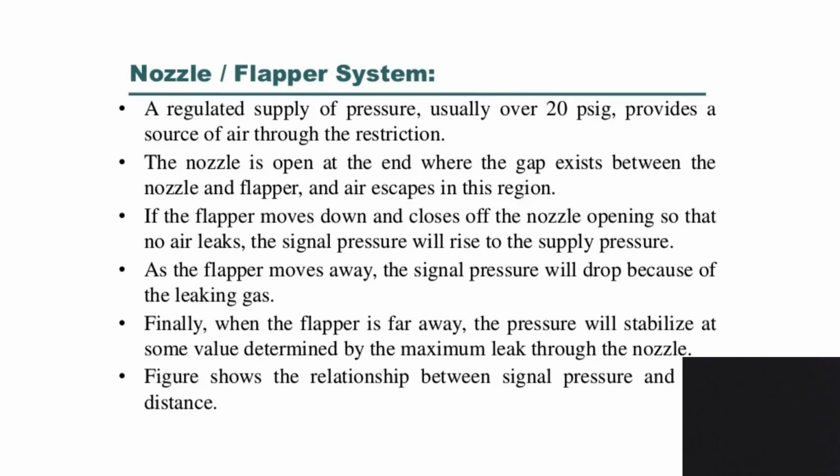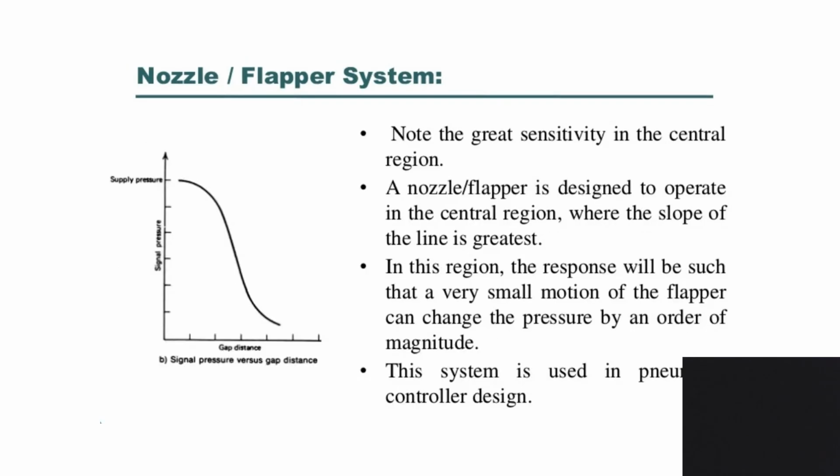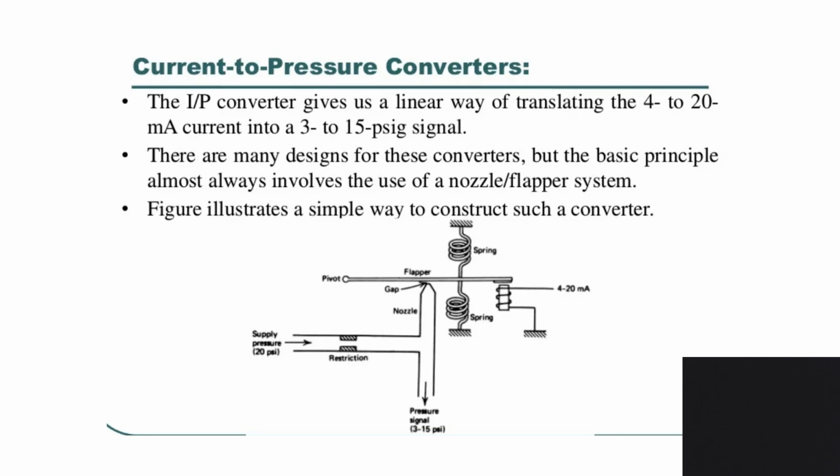This is a graph representing the relation between the gap distance and the pressure. As the gap increases, the pressure decreases; it is inversely proportional. The logic behind the current to pressure converter is that the current signal of 4 to 20 milliamps is converted into a pressure signal of 3 to 15 psi. The supply pressure is 20 psi and the signal pressure will be 3 to 15 psi.